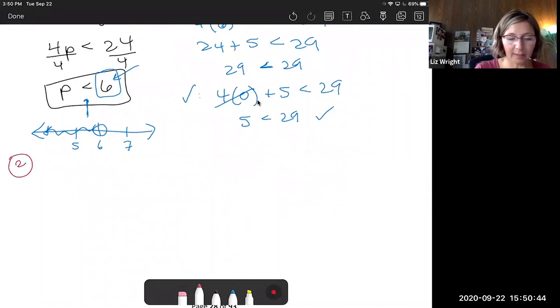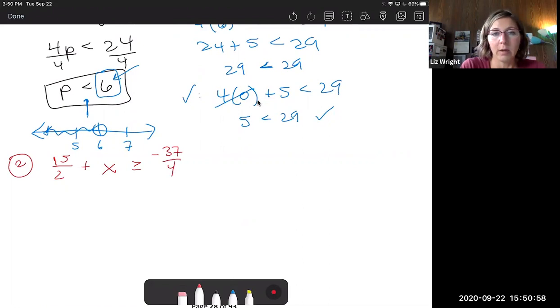So our next one is going to be 15 over 2 plus x, which is going to be less than or equal to negative 37 over 4. All right, try it. What would we need to multiply every single term by in order to clear our denominators? You could also, if you wanted to, subtract 15 halves from both sides. If you want to mess with fractions, go for it. I'm just going to go with the way of clearing your denominators in here.